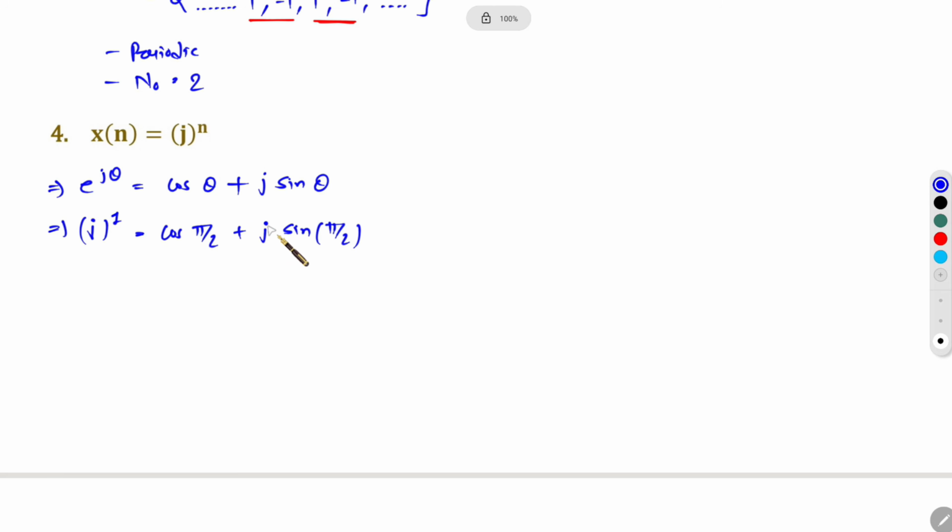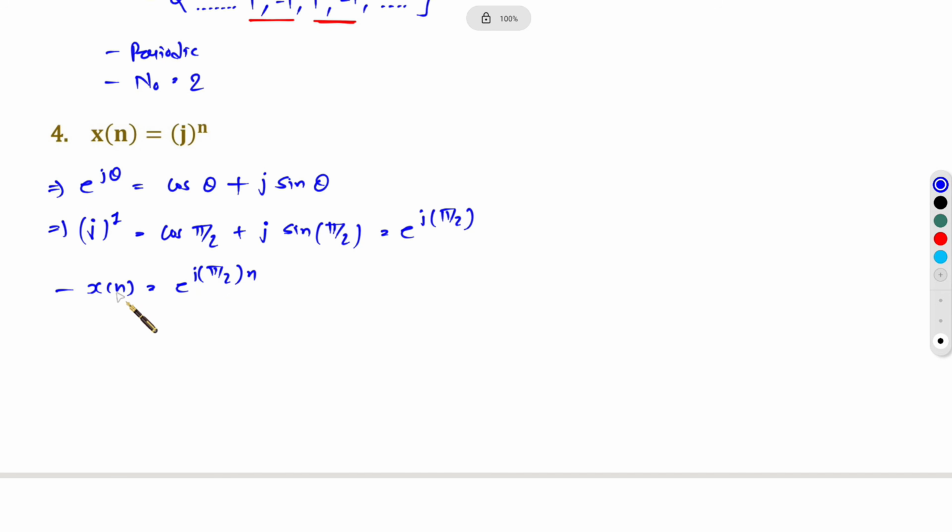So here we have j to the power 1, and as per the standard form, one can say this is e to the power j pi by 2, right? Here theta is pi by 2. So one can say j is e to the power j pi by 2. So based on that, one can say x of n is e to the power j pi by 2, and here we have n, right? j is e to the power j pi by 2, and here the power is n, so I am multiplying n with this power, right?